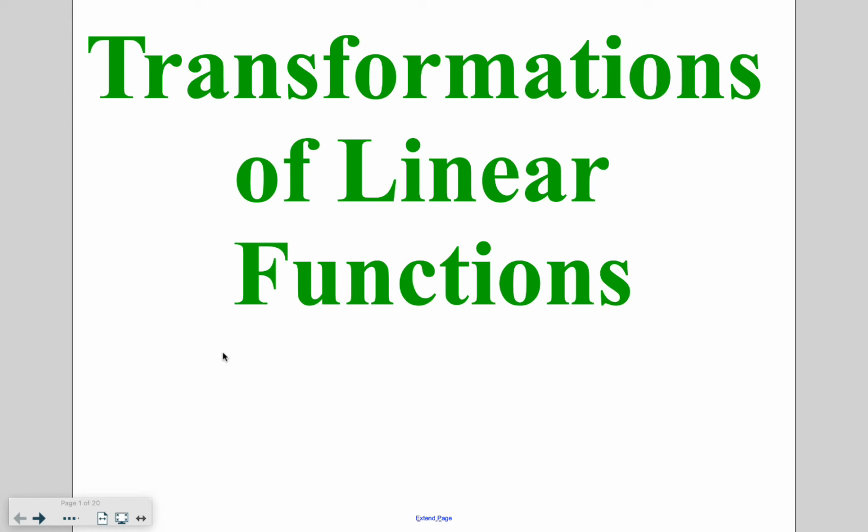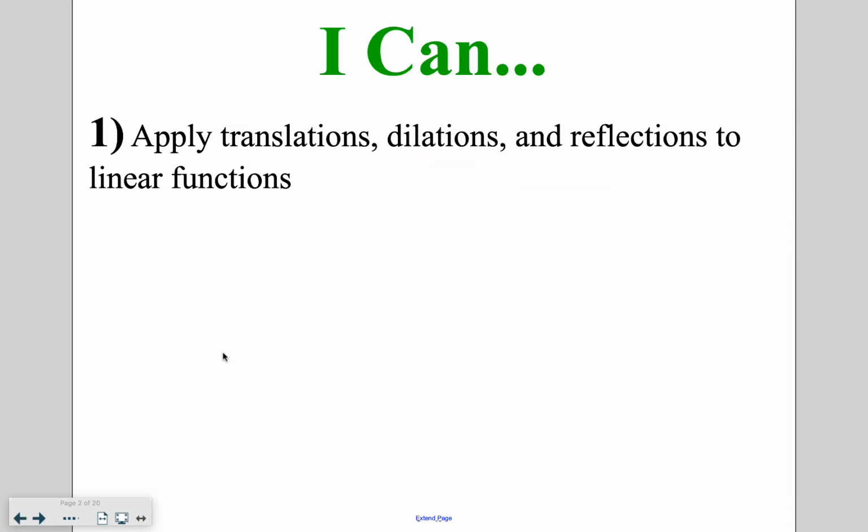Hello class, and welcome to today's algebra lesson, which is about the transformation of linear functions. By the end of today's lesson, you will be able to apply translations, dilations, and reflections to linear functions.